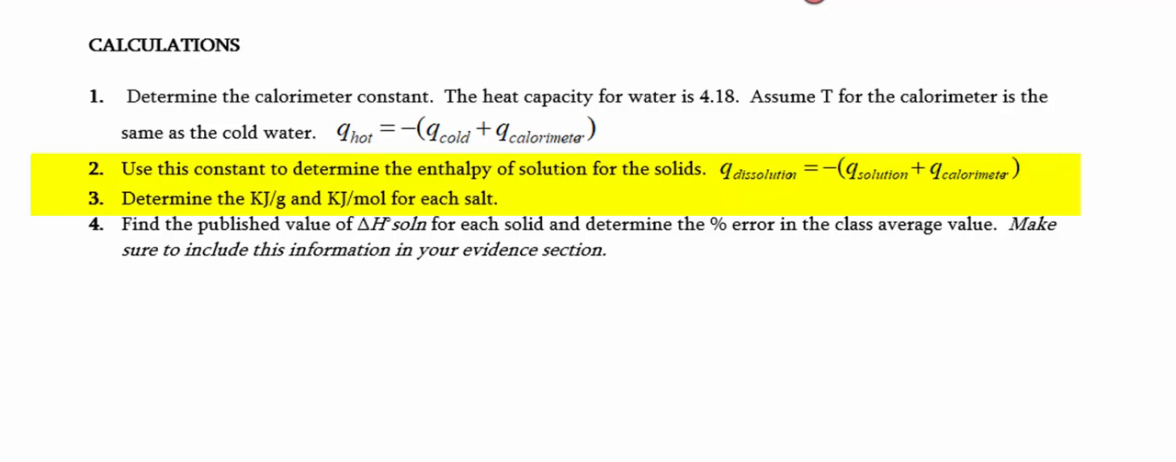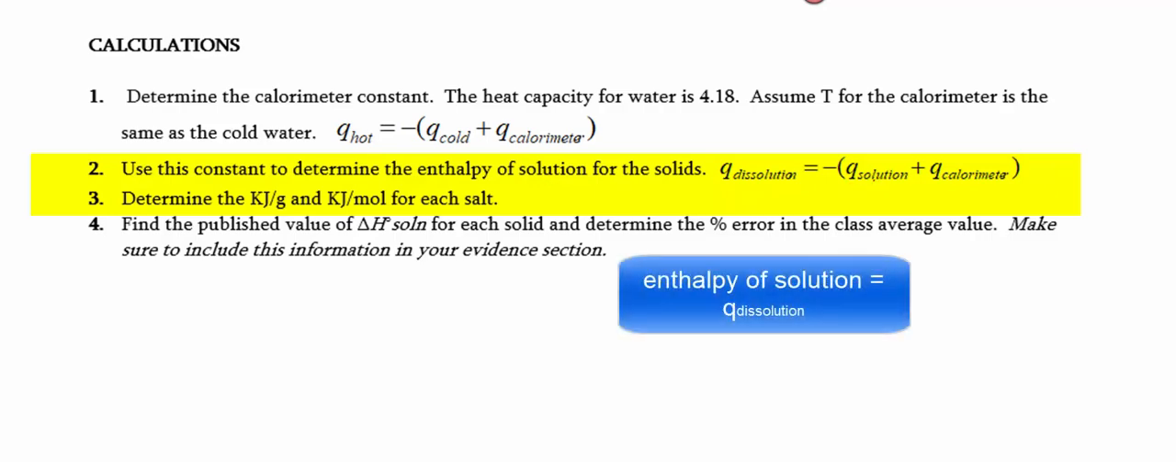So here you're trying to find the enthalpy of solution. Just so you know, the enthalpy of solution is not Q of solution here. Your enthalpy of solution is the heat that's given off when a salt dissolves in water. And in this case, that's what the Q dissolution is. So the Q dissolution is the heat that's given off when your salt dissolves in water. That's what you're trying to find right here.